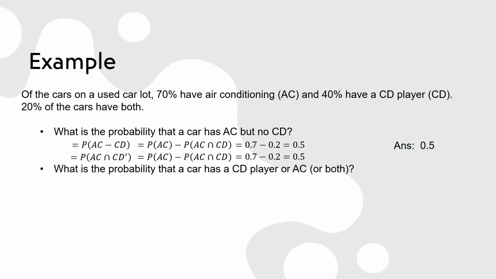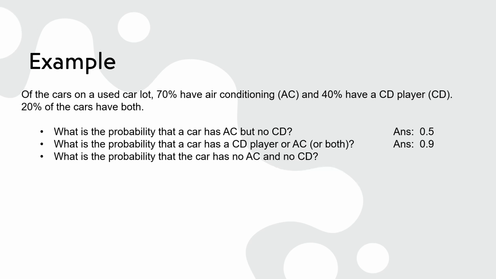What is the probability that a car has a CD player or AC, or both? Probability that a car has a CD player or AC, or both, is the probability of cars with AC union cars with CD players, which is calculated as 0.7 plus 0.4 minus 0.2, which is equal to 0.9. What is the probability that the car has no AC and no CD? Probability that the car has no AC and no CD refers to the complement probability of cars with AC union cars with CD players, which is equal to 1 minus 0.9, which is equal to 0.1.